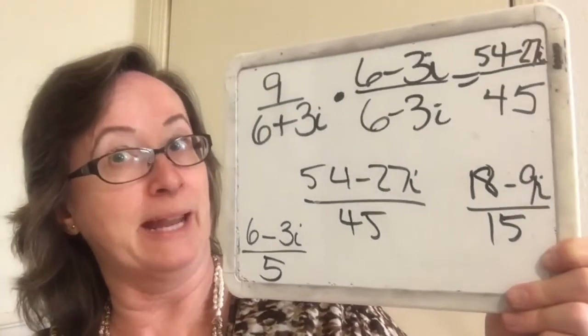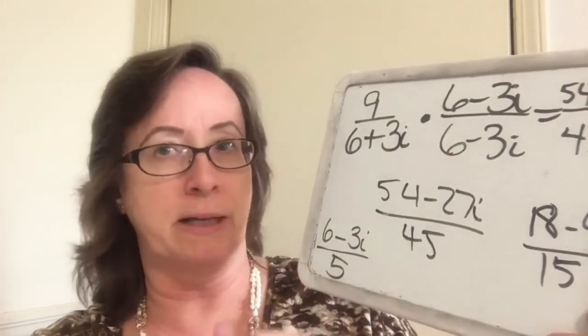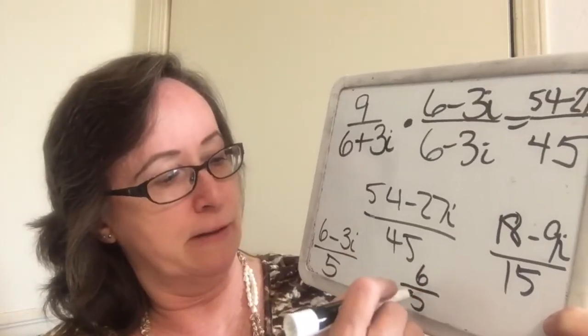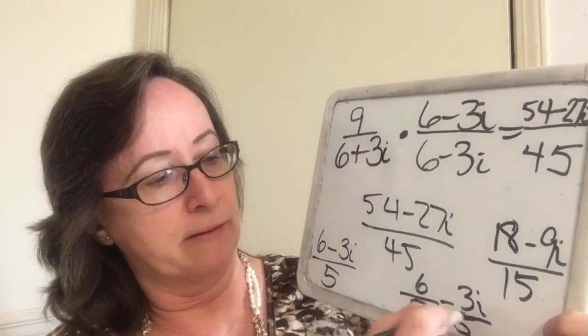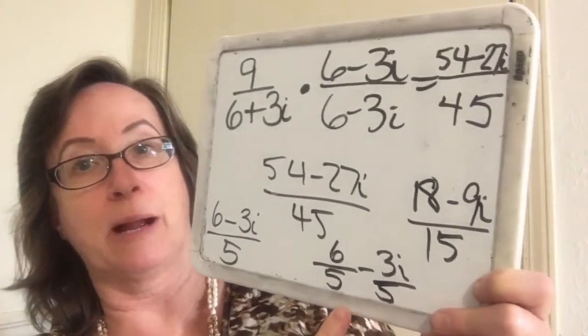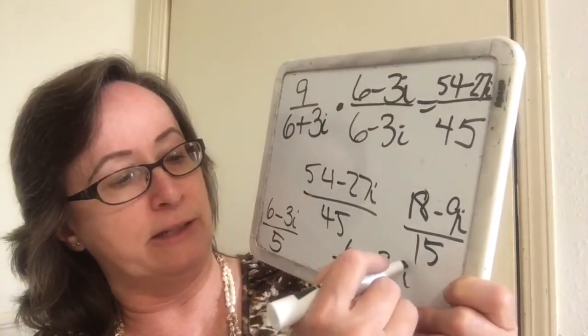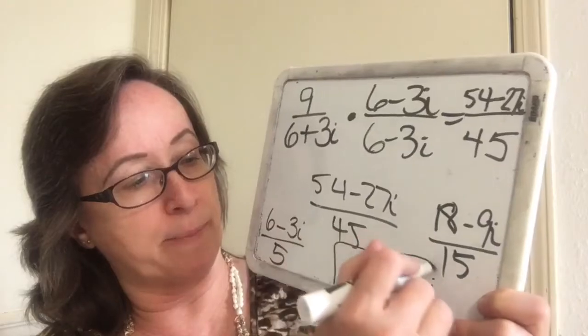Okay? But I have to do one more thing. And that is always separate my real part and my imaginary part. So 6 over 5 minus 3i over 5. And now I have it in the proper form. And whether I put the i there or usually I stick it out to the side here. This is my proper form, okay?